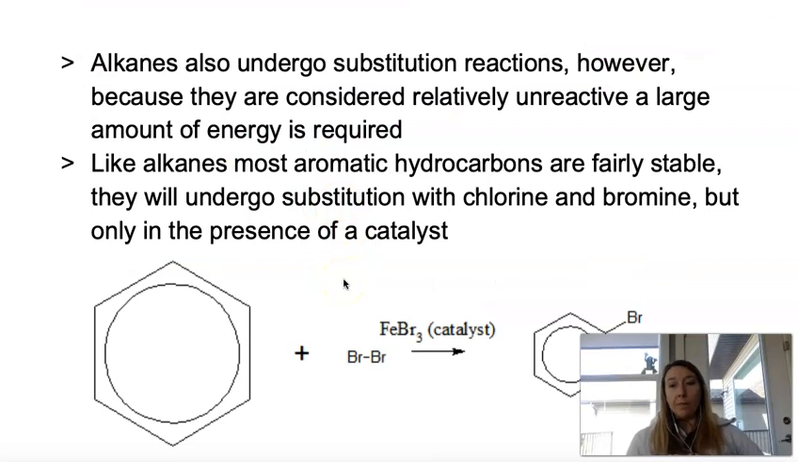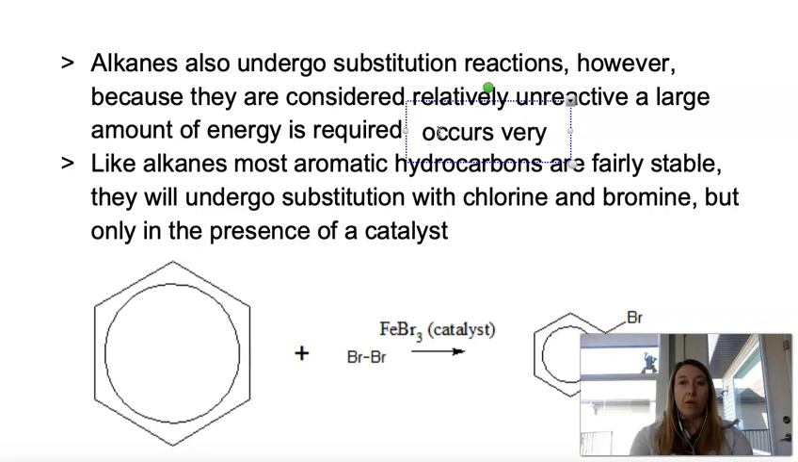So the other types of things that can undergo substitution are alkanes. They can undergo substitution, but it's generally not a very favorable reaction. It requires a lot of energy. You can add in here that this reaction occurs very slowly, and generally it needs a catalyst. Without that catalyst, it's such an unfavorable reaction that nothing actually happens.